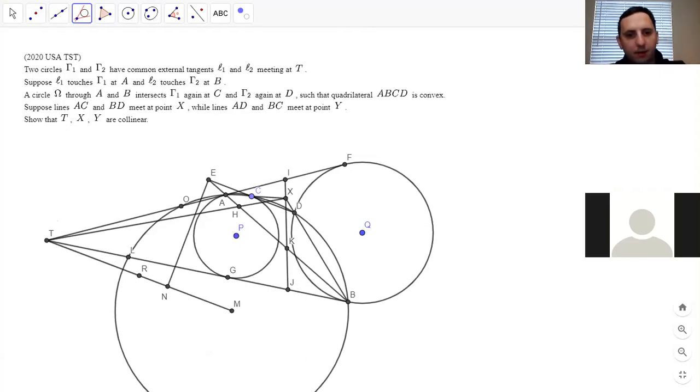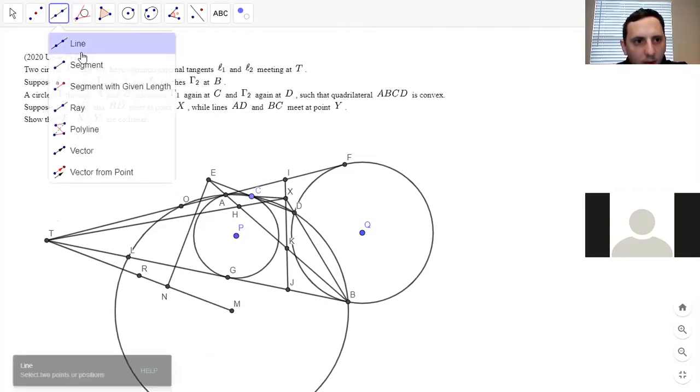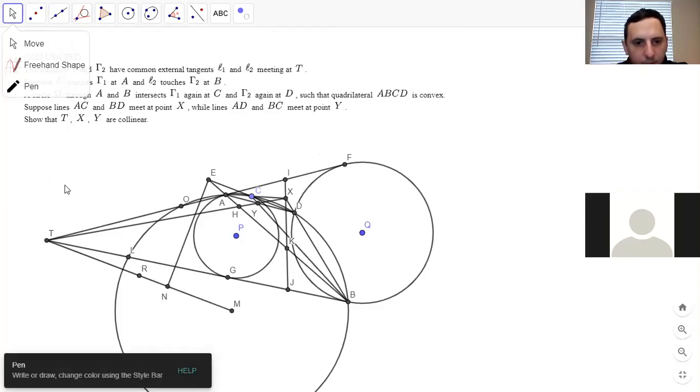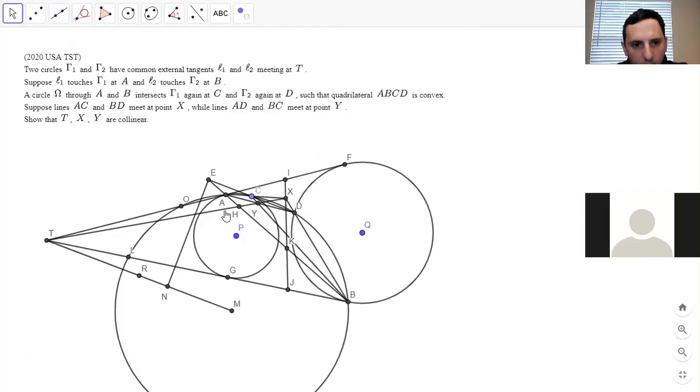Could you let ID cut CB? Yeah, could you show the point Y? Oh, yeah, I can show the point Y. Hold on a second. Whoops. There we go. All right. Okay, so we could project to prove that TYX is collinear.